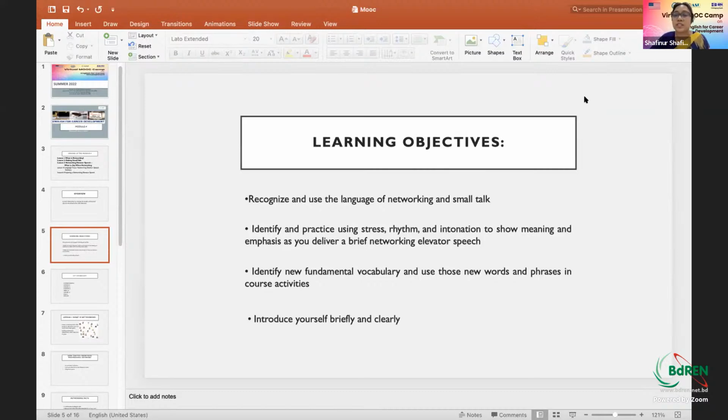An elevator, it's just like the lift. It will help you to go from down to up. So how to make your own impression through an elevator speech. Identify new fundamental vocabulary and use those new words and phrases in course activities. And also how to introduce yourself briefly and clearly.